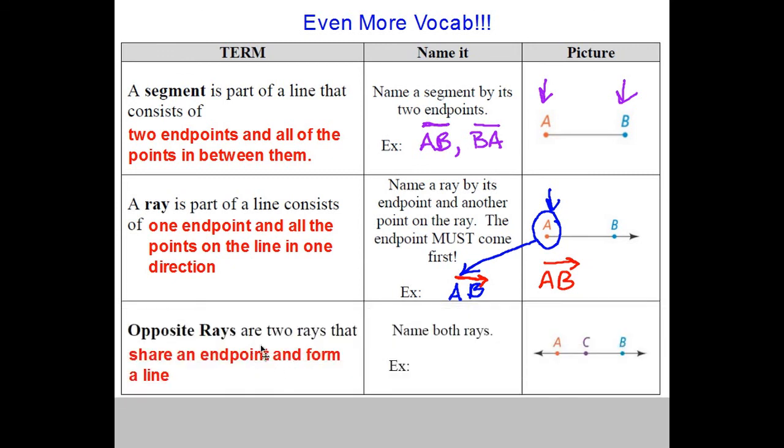Okay, opposite rays. Opposite rays are two rays that share an endpoint and form a line. So it looks like a line, but the endpoint would be something that they're sharing. In this case, you could use point C. So we're going to name both rays. Let's use point C pointing this way towards point A. Remember, C is the point we're going to use as the first point for the ray. So it's going to be C followed by A, and don't forget the symbol.